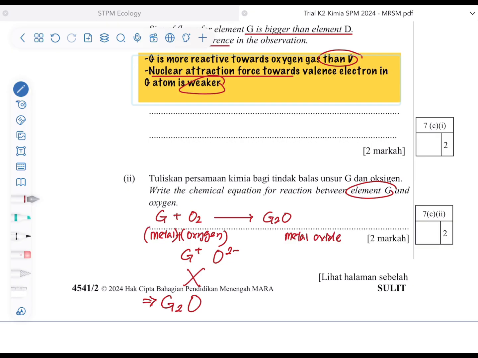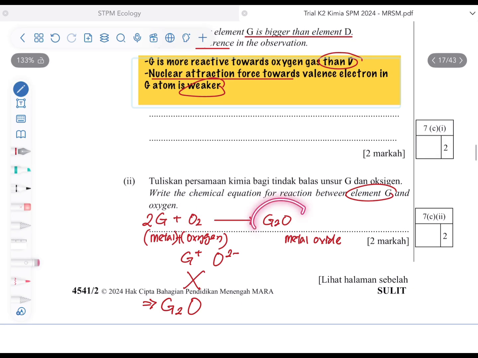However, you need to check whether this is a balanced equation or not, or else you will lose marks. How to see whether the equation is balanced: we have 1 G at the left hand side, but 2 G at the right hand side. So to balance it, we put a 2, so the left has 2 and the right has another 2 also. On the left we also have 2 oxygens, but over here we have only 1 oxygen. So to balance the oxygen, we need to put a 2 over here.